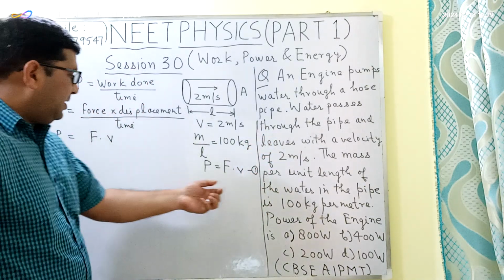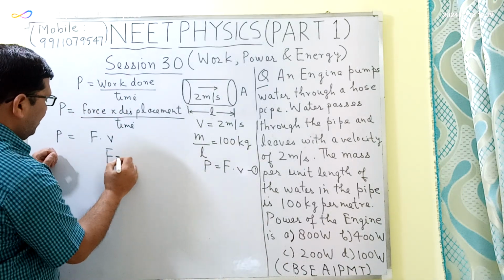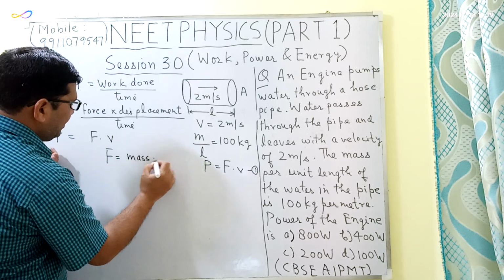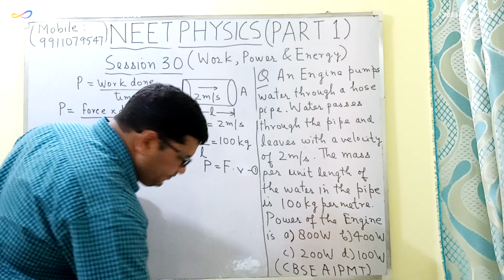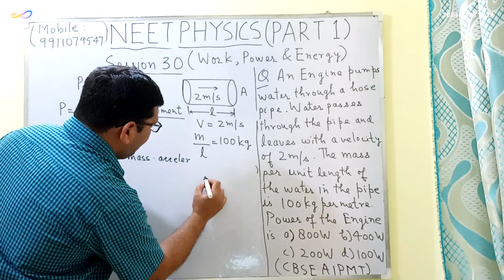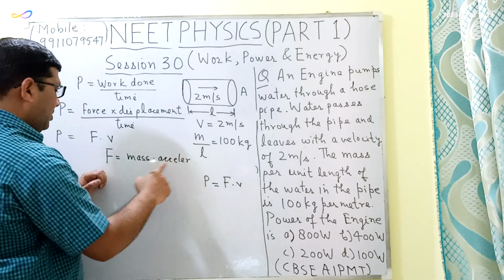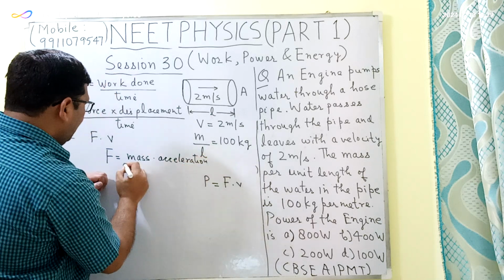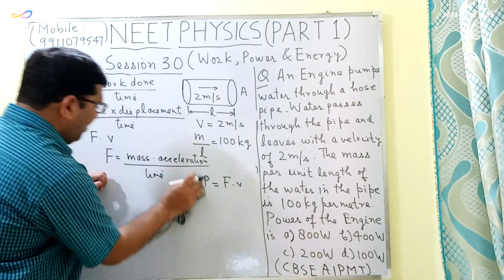Now, here v is known to us, we have to calculate F. So there is another formula, a general formula, that is force is equal to mass into acceleration. Power is equal to F into v, and I am writing it here. So, mass into acceleration. Sorry, mass into acceleration only.